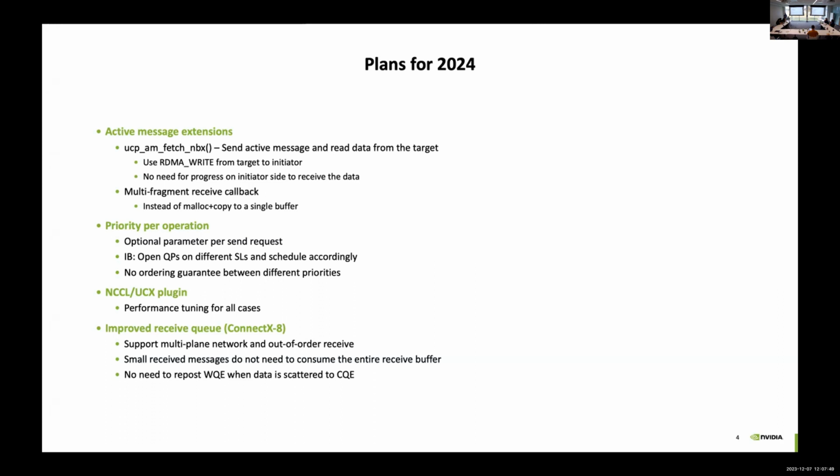This way we can improve the memory utilization on the receive side, improve the cost of unexpected messages, and also improve the message rate, because smaller buffers would have to be consumed, it has better cache locality, and so on.